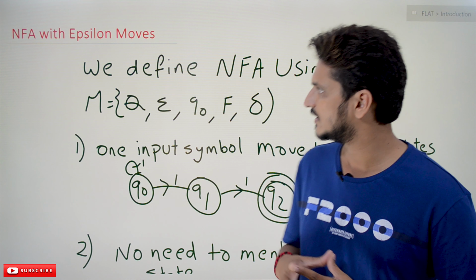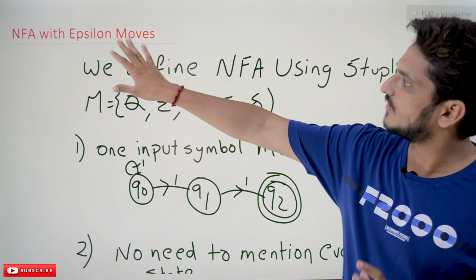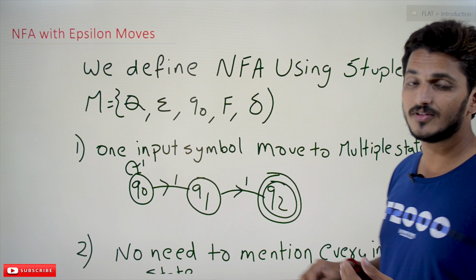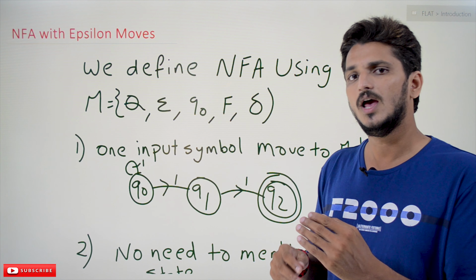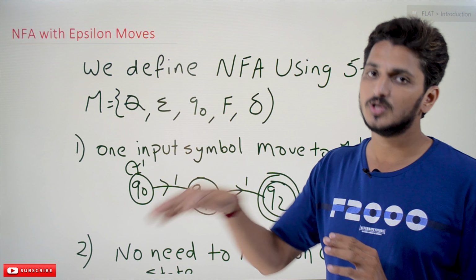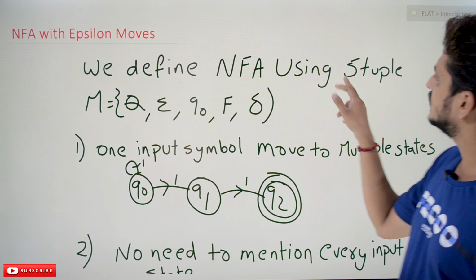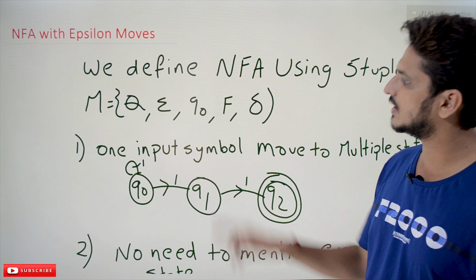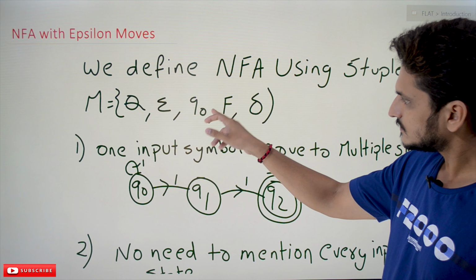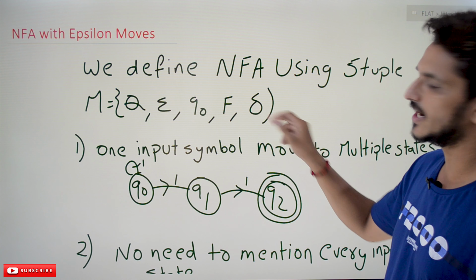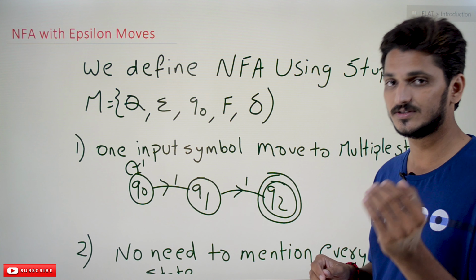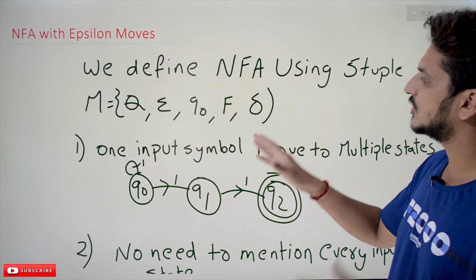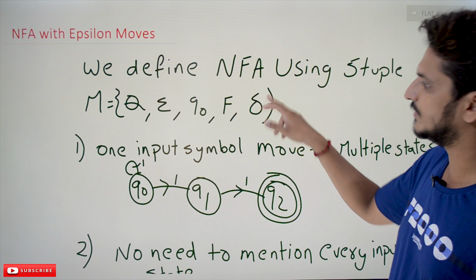Coming to today's class, we define NFA with epsilon moves. We define NFA using five tuples. Let's refresh the concept of NFA once and then we move into the concept of epsilon moves. These are the five tuples. Q means set of states, sigma input symbols, Q naught means initial state, F final states, delta means transition function, transition symbols. How we transition from one state to another state, that is what transition means.